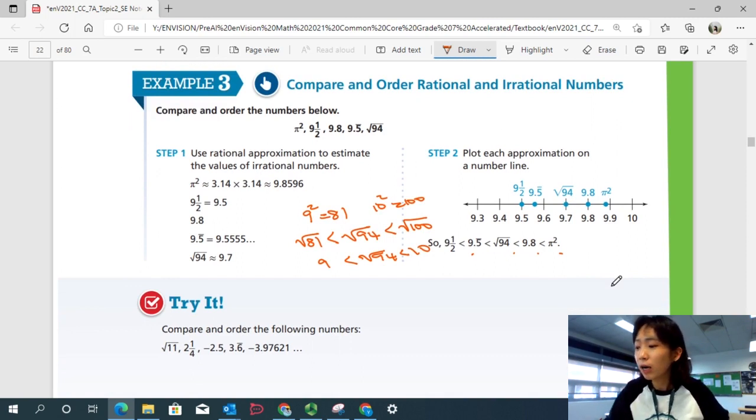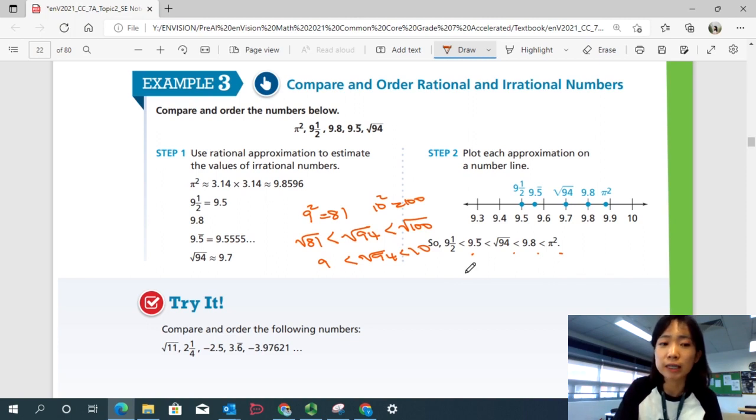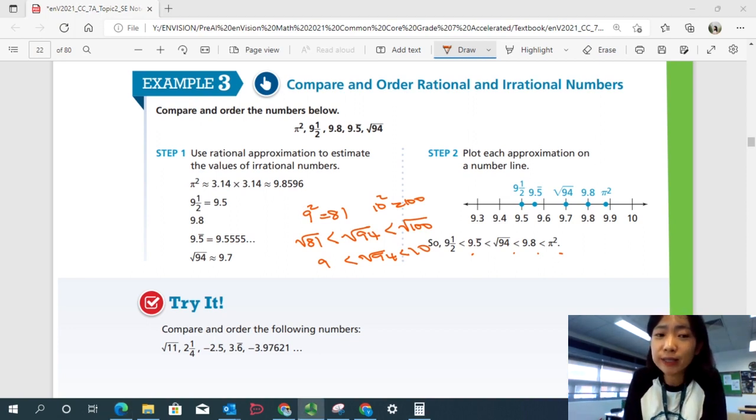Alright, let's look at try number 3. Okay. This is the last try. Let's compare and order the following numbers. See if you can compare and order the following numbers from least to greatest. See if you can do it by yourself. Come back when you're ready for answers. Okay, are you guys ready?